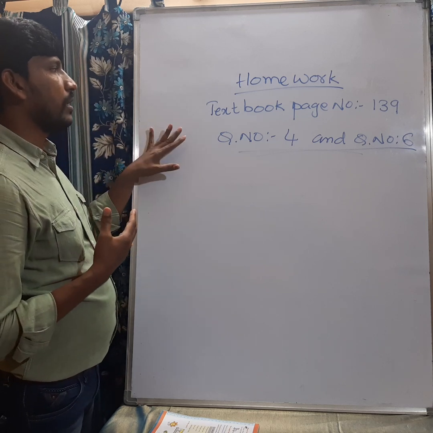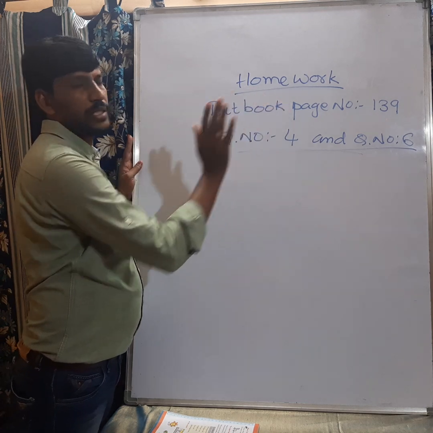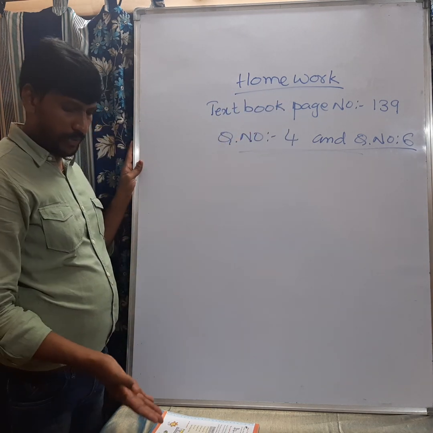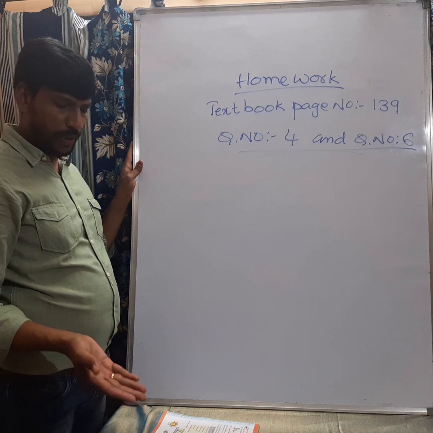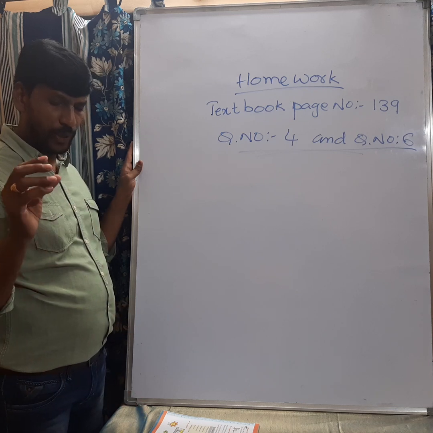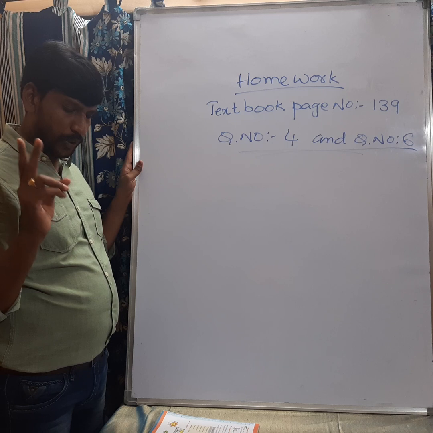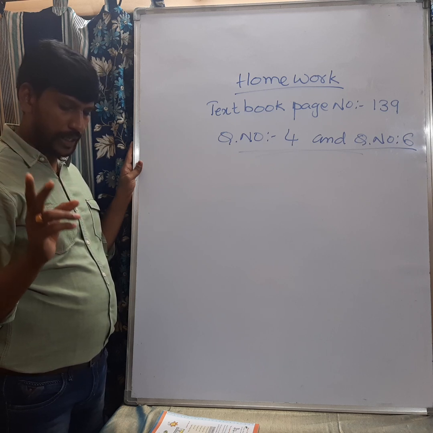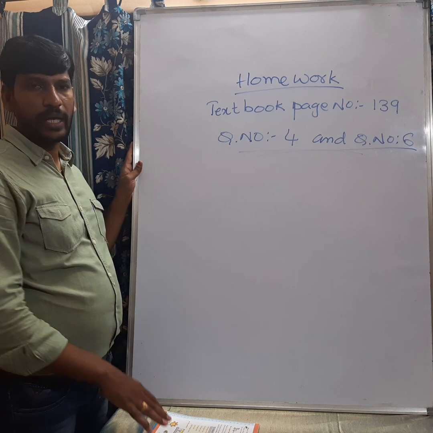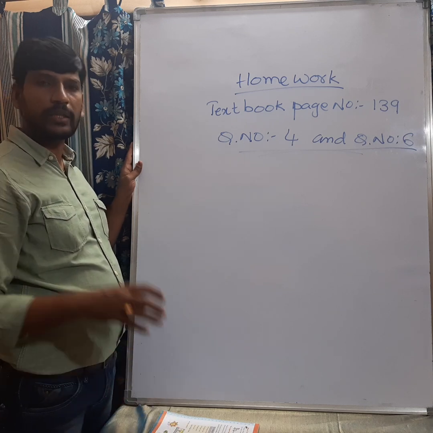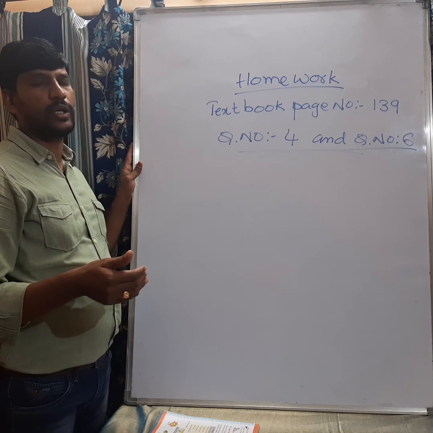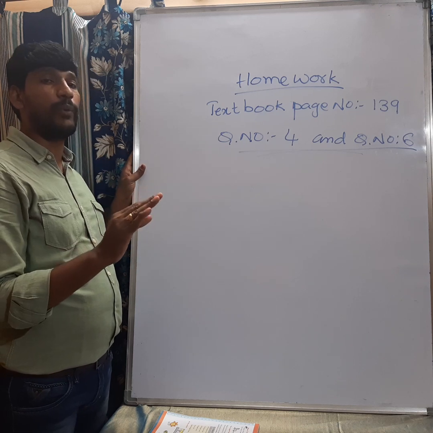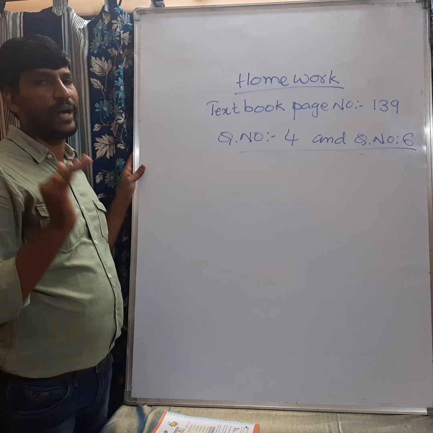Now here is today's homework, textbook page number 139. In that, question number 4 and question number 6. Question number 4 is Arun wanted to buy a soap. He has a 5 rupee coin and 2 1 rupee coins and 4 half rupee coins. Write in rupees what money he will get back. By adding all those you will get some amount. From that amount, you need to find out whether he is going to buy soap or not. After buying soap, you need to find out how much money is left with him.